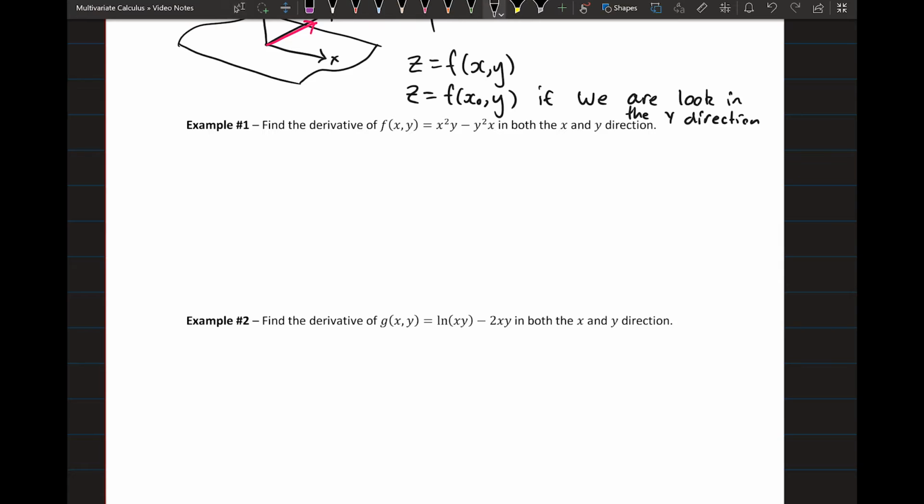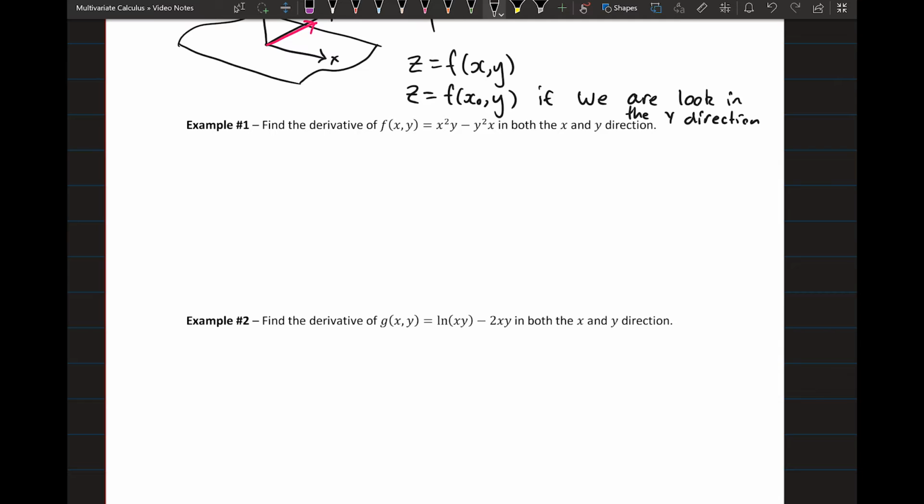So here we'll find the partial derivative of f of x y is equal to x squared y minus y squared x in both the x and the y direction. It's really hard to actually draw a function like this, so we can't really look at a drawing unless I bring up a sketch, but let's just do some algebra in this video, and we'll show some geometry in the next video. I'll link that below as well.